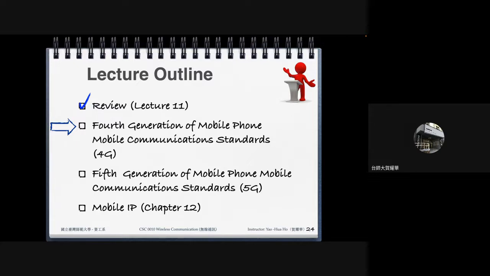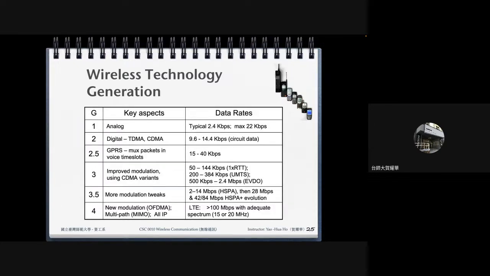Okay. Now, so far we have been saying from first generation to second generation to fourth generation, right? So the first generation we have already talked is analog. Okay, the second generation now is digital. Okay, use TDMA plus CDMA. Now third generation use pure CDMA with IP phone, right? And a part of IP. The fourth generation now is OFDMA, orthogonal, with full IP. Okay, so that's from first to fourth generation.